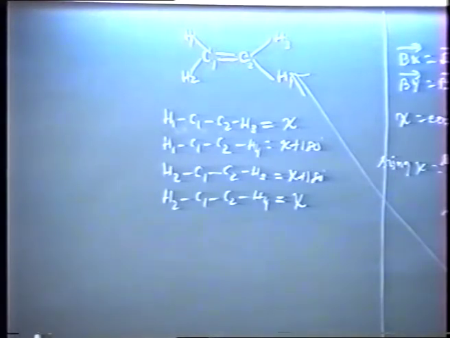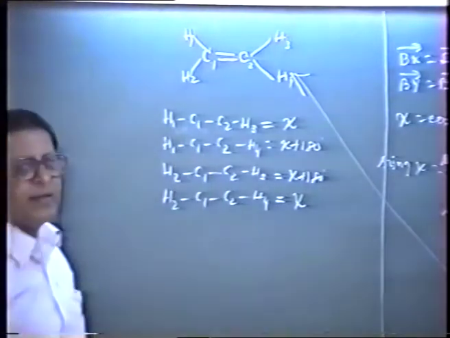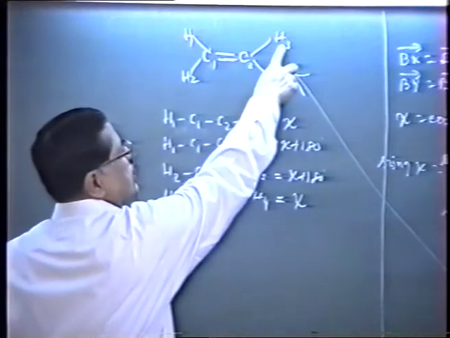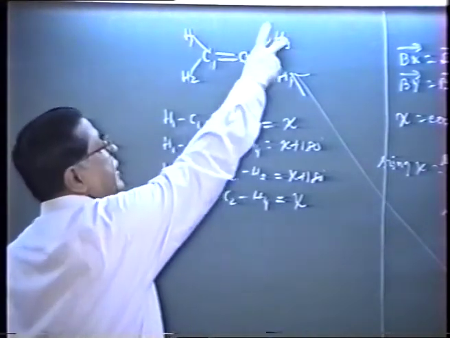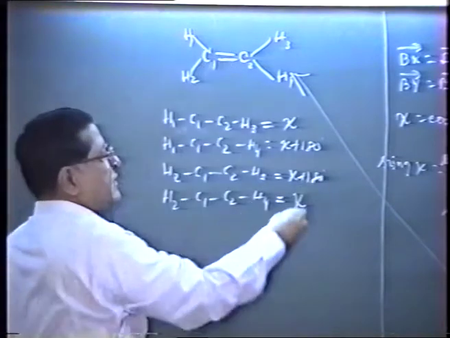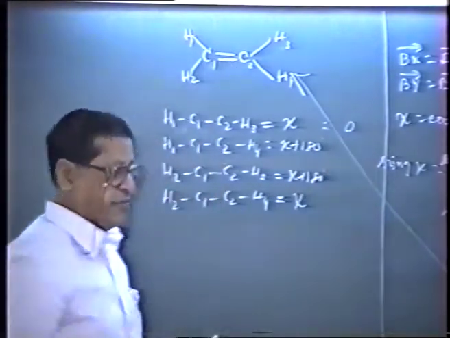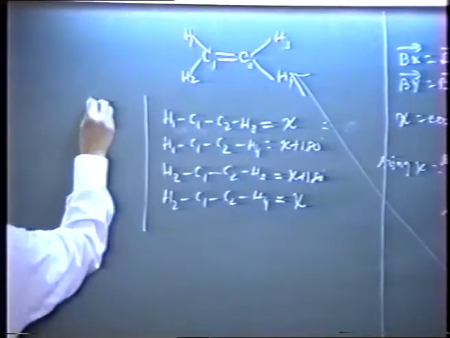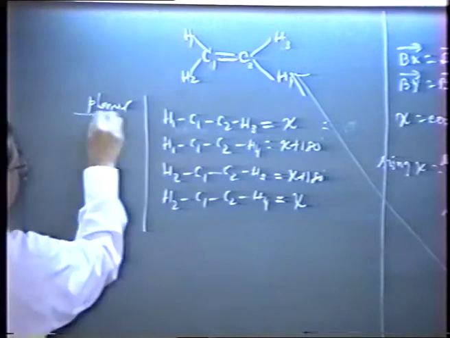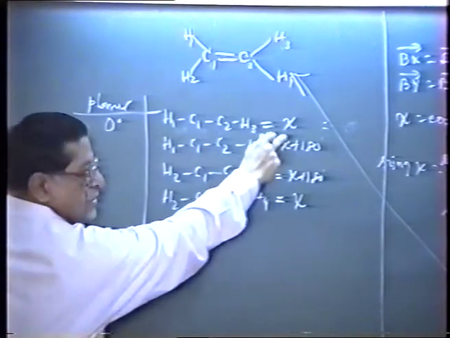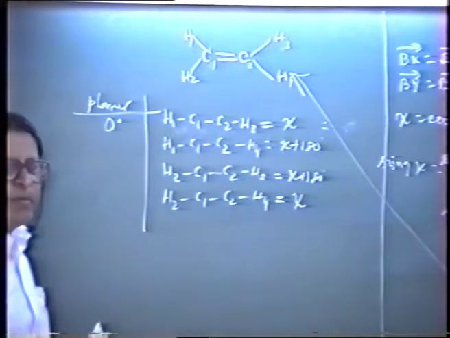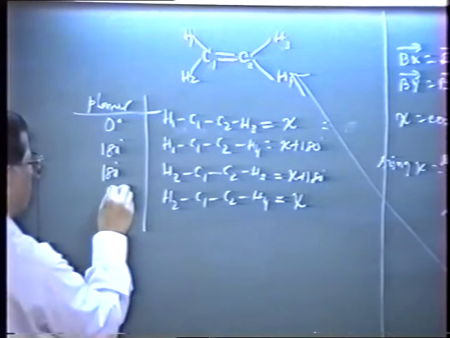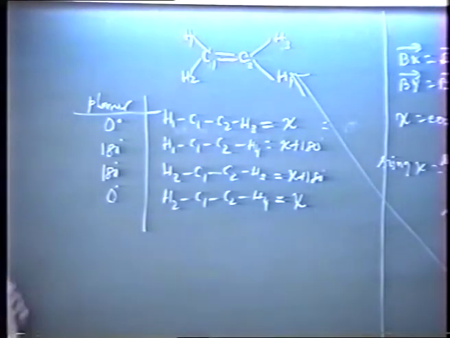Now, assume that this molecule is completely planar. Then by just looking at it, you can see H1, C1, C2, H3 will be in the plane, with H1 and H3 on the same side of C1, C2. Therefore, this chi will become 0 degrees. So I will write here what this will be if it is planar. This will be 0 degrees. Once this is 0 degrees, the rest of them can easily be formulated. This will be 180 degrees, this is again 180 degrees, and this will be 0 degrees, if it is exactly planar.